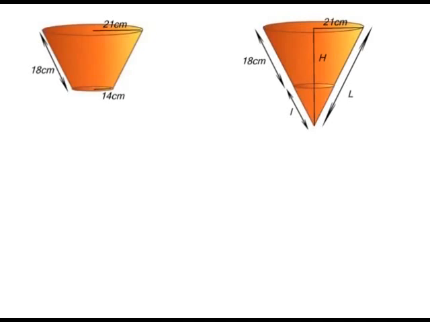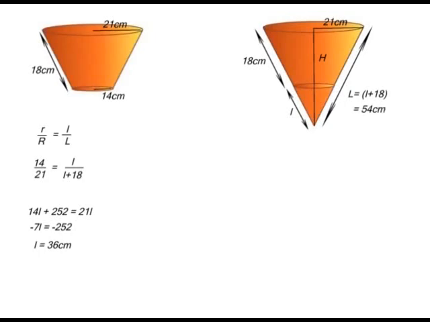From similarity, R small over R capital is equal to L small over L capital. But then L capital is equal to L plus 18. And so 14 over 21 is equal to L over L plus 18. Cross multiplication. 14L plus 252 is equal to 21L. Minus 7L is equal to minus 252. L is 36 centimeters. And so the slant height of the entire cone is equal to 36 plus 18, and that gives us 54 centimeters.